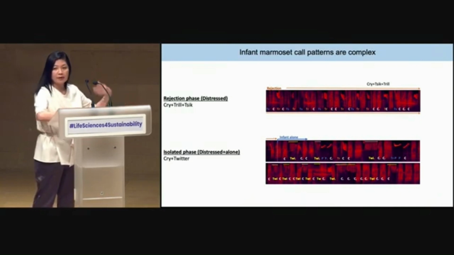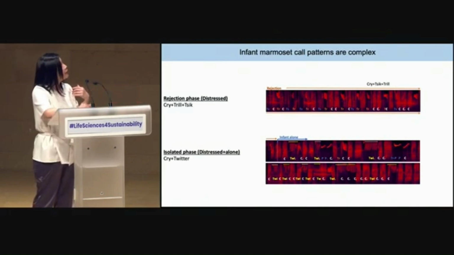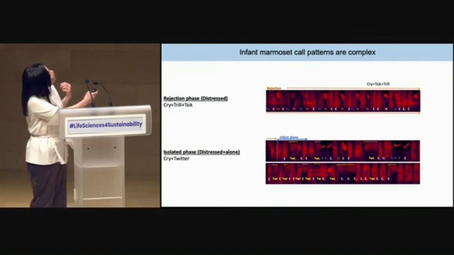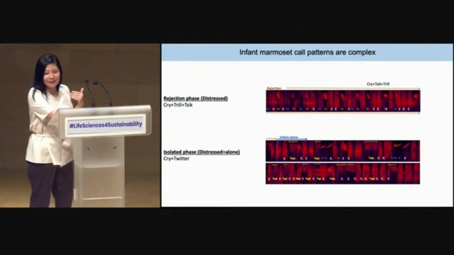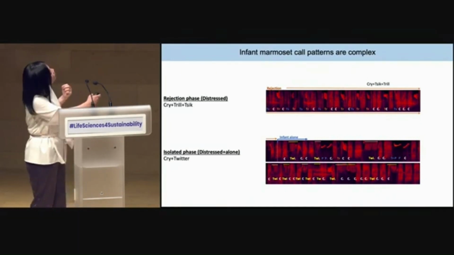So when they're separated, they make a lot of call types and try to call the mother or father to come and pick them up. In that case, we actually see this complicated call. This is after they call the parents, and the parents came and saw them, but didn't pick them up. So they're a little bit stressed. In those cases, they make this cry call, thick, and trill. So it's a combination of this.